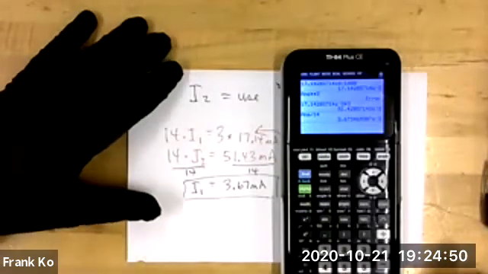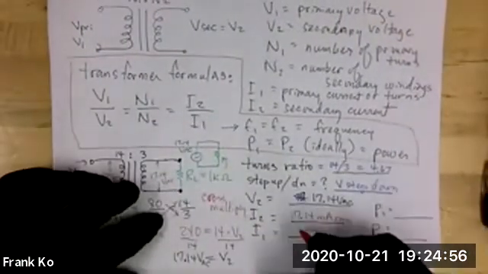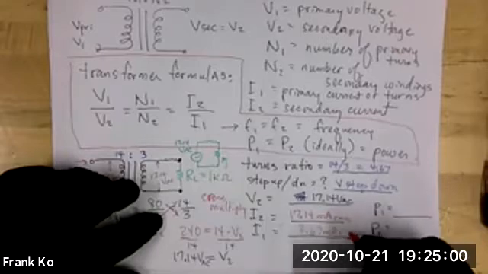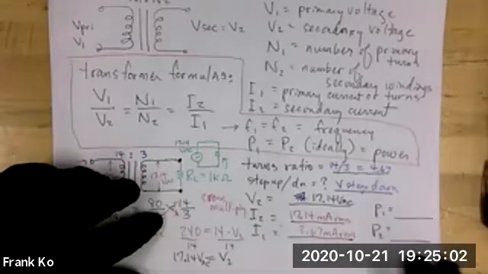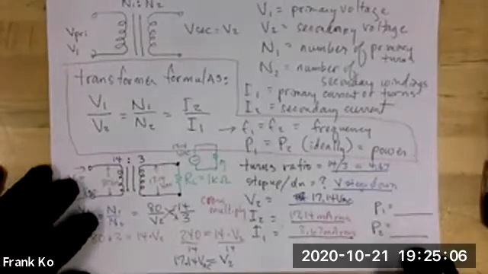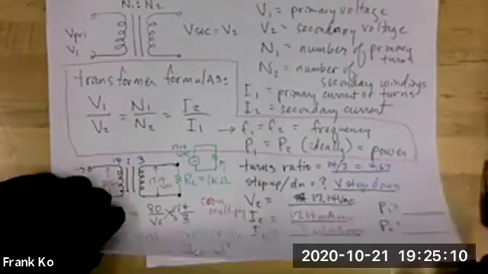Everybody okay with that number? Let's fill that in on our table. That's 3.67 milliamps RMS. So far, so good? Okay, 2 more calculations. We got to calculate power 1. We got to calculate power 2.